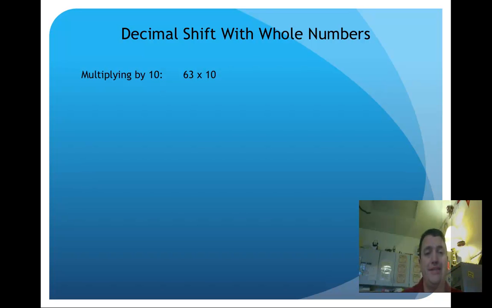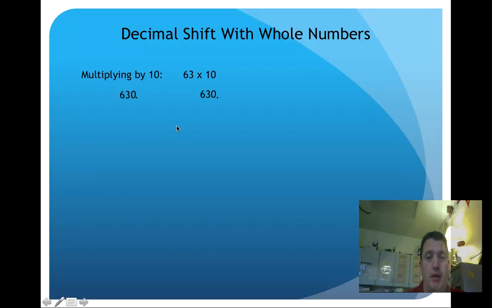We've got 63 times 10. So we're going to take 63 and put a decimal at the end of the number, because we can put a decimal at the end of any whole number and it doesn't change its value. This time I'm going to start by shifting the number to the right in order to insert the 0. So 63 times 10 is 630. Now, in the second example, I'm going to take my decimal point and shift it to the right and put the 0 in there.